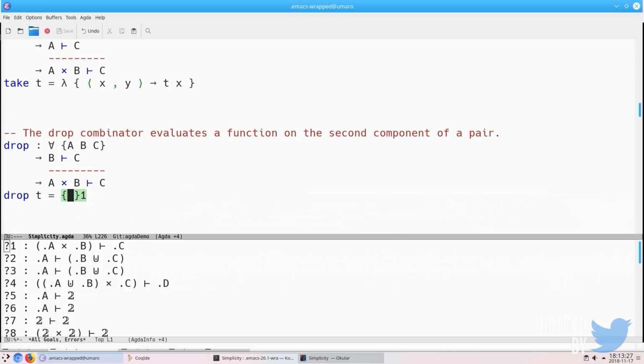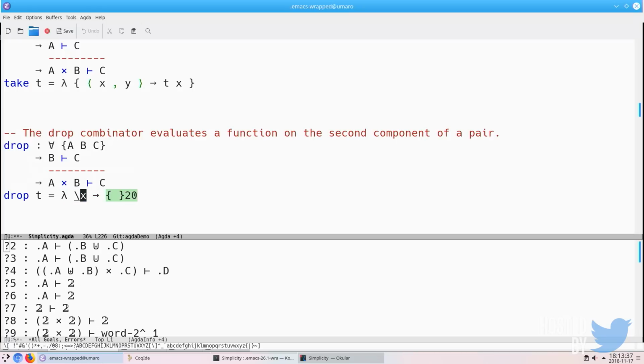Drop is very similar. It takes a Simplicity expression from B to C and lifts that to a function from A cross B to C. And we can run the same game over here.